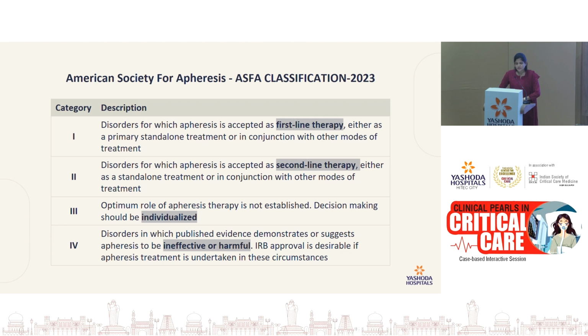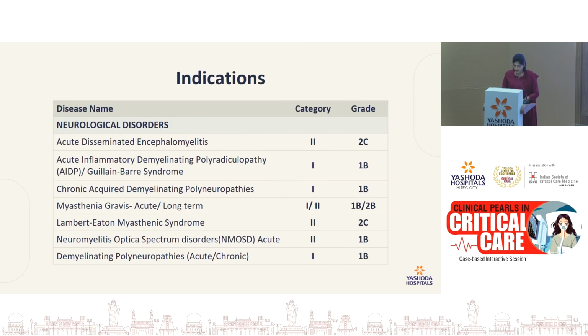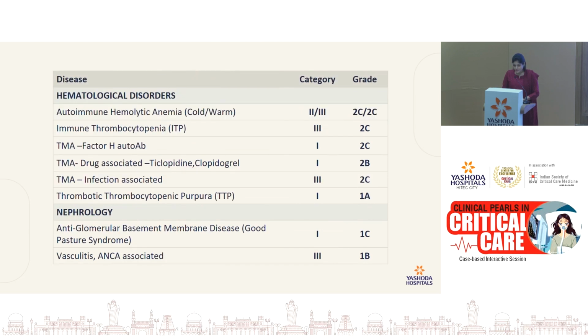So there's something called the ASFA classification. Why I have put this slide is because every case we take up for PLEX, at least here we are going to follow the ASFA guidelines, where they have divided the disorders into 4 categories. Category 1 is where PLEX is identified as the first line therapy. 2 is where we can use PLEX as a secondary line of treatment or in conjunction with other modes of treatment. 3 is where only case reports or case series have been reported, so decision making should be individualized and based on the clinician. 4 is where there are certain disorders where you should not do plasma exchange. I will not go into these slides in detail.